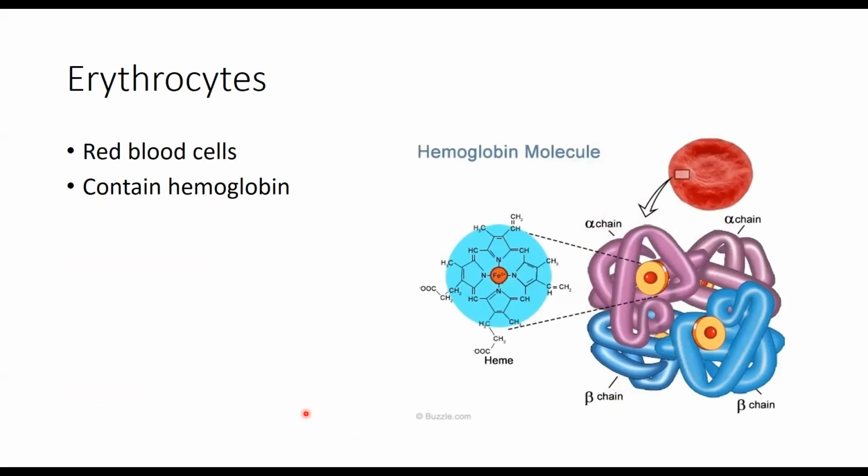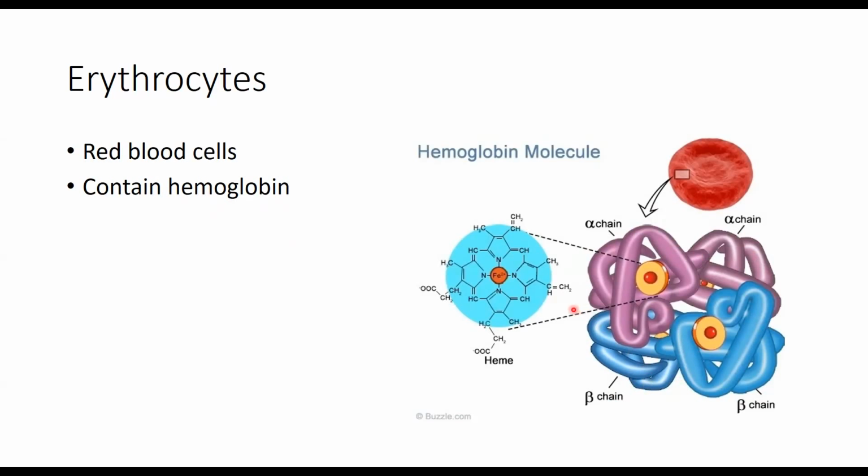So let's talk a little bit more in depth about erythrocytes. Erythrocytes are red blood cells, as I mentioned earlier, and importantly, they contain the protein hemoglobin. Remember, hemoglobin is a tetrameric protein that demonstrates quaternary structure. So basically, there are 4 separate polypeptide chains that come together and form one cohesive functional protein.